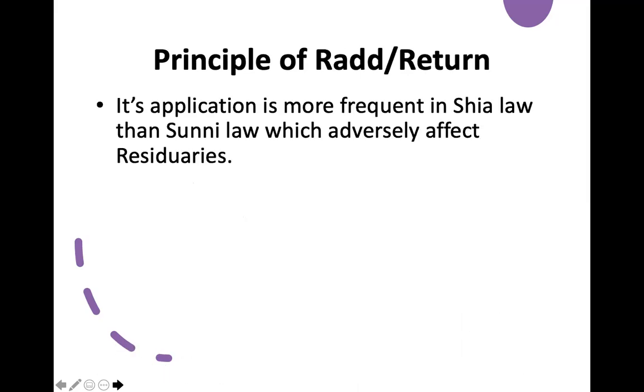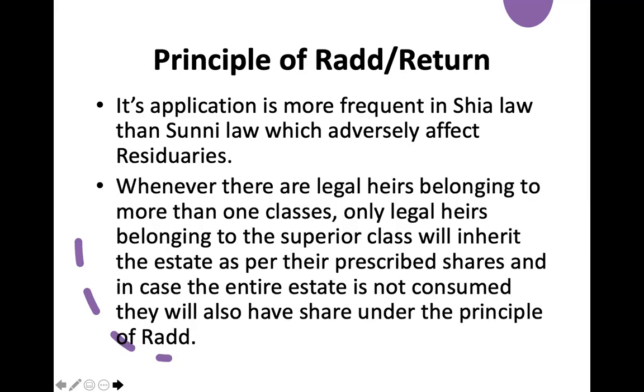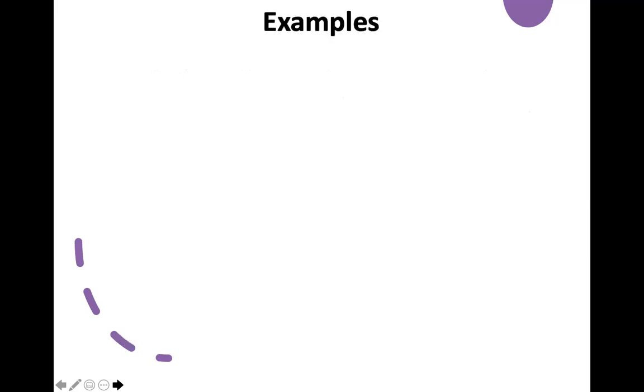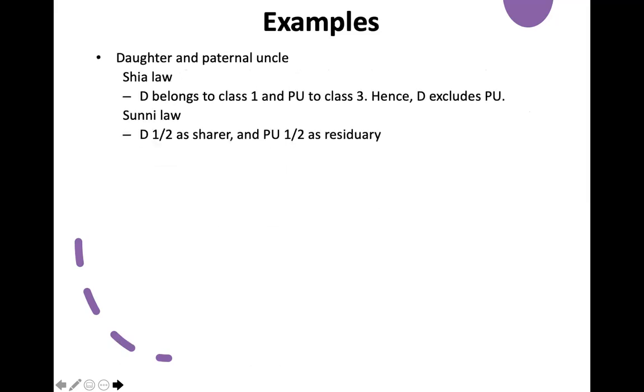Principle of rad or return. Its application is more frequent in Shia law than in Sunni law, which adversely affects residuaries. Whenever there are legal heirs belonging to more than one class, only legal heirs belonging to the superior class will inherit the estate as per their prescribed shares. And in case the entire estate is not consumed, they will also share under the principle of rad, under Shia law. How does this work? Let's look into some examples.